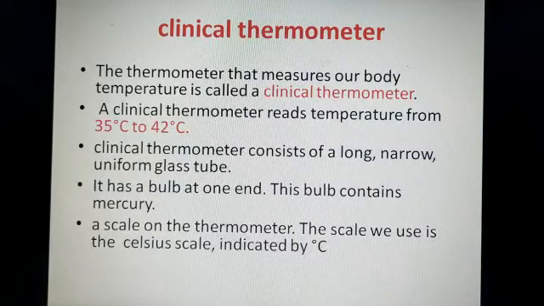Now you explain the structure. A clinical thermometer consists of a long, narrow, uniform glass tube. It has a bulb at one end. The bulb contains mercury. A scale on the thermometer. The scale we use is the Celsius scale, indicated by degree Celsius. You have to write this complete one under clinical thermometer.